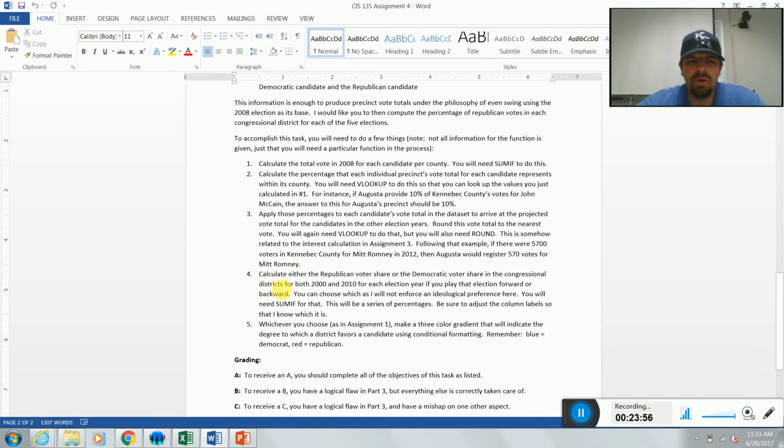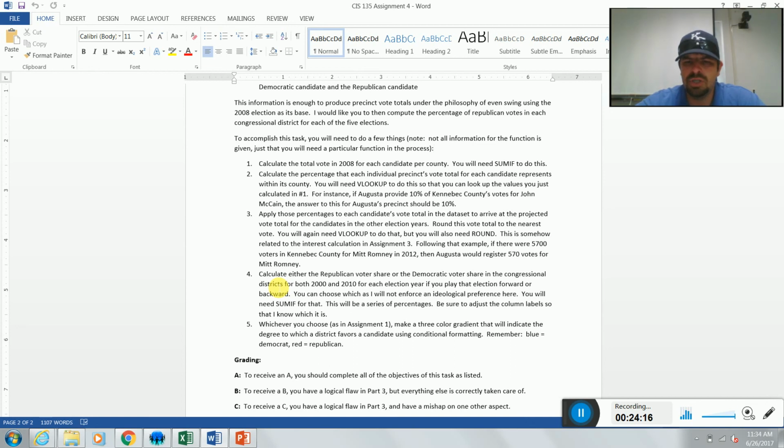Number 4, calculate either the Republican voter share or the Democratic voter share in the congressional districts for both 2000 and 2010 for each election year if you play that election forward or backward. You can choose which, as I will not enforce an ideological preference here. You'll need SUMIF for that. This will be a series of percentages when you're done.